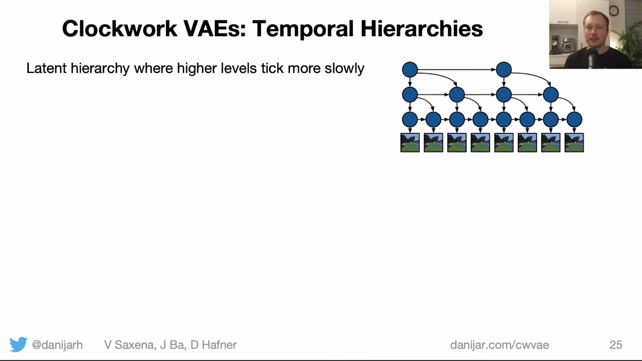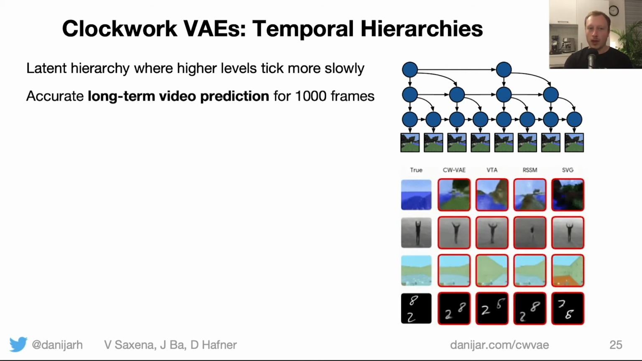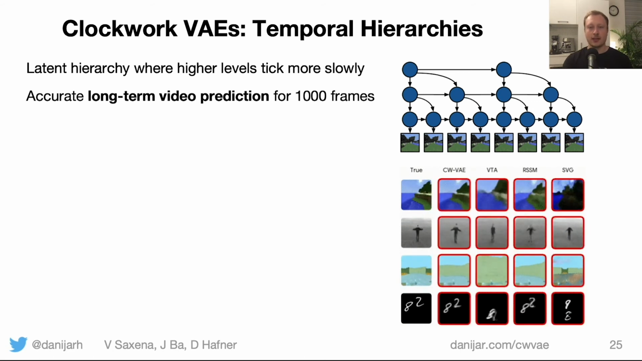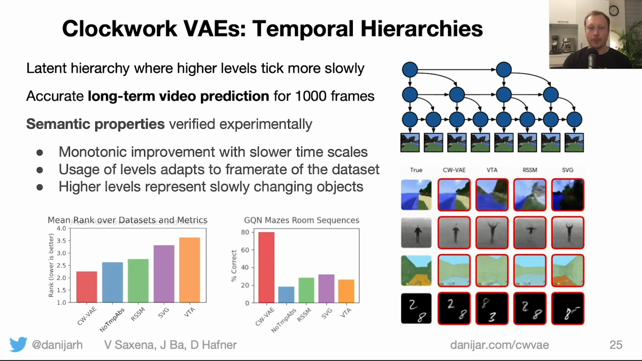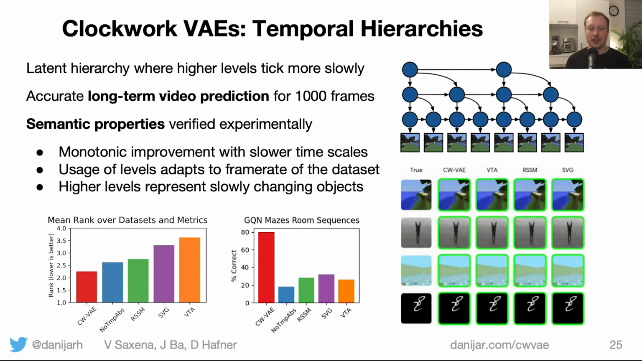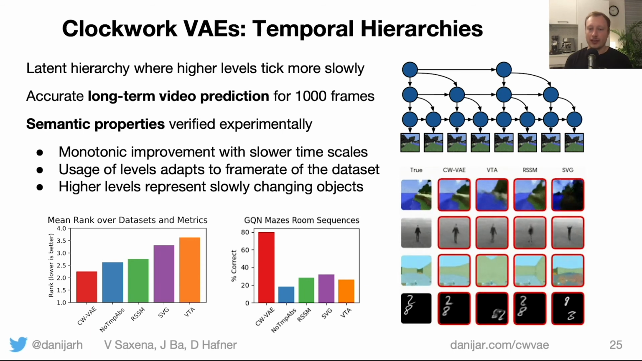Towards the goal of hierarchical planning with world models, we developed Clockwork variational autoencoders, a video prediction model that uses a hierarchy of latent state sequences to model video. This enables accurate long-term video predictions for 1000 frames across several datasets, outperforming all existing baselines. Moreover, the model has semantically interesting properties. For example, higher levels tend to represent content in the video that changes more slowly. And the level that ends up being used the most by the model is the one that corresponds the best to the frequency of the things moving in the video.